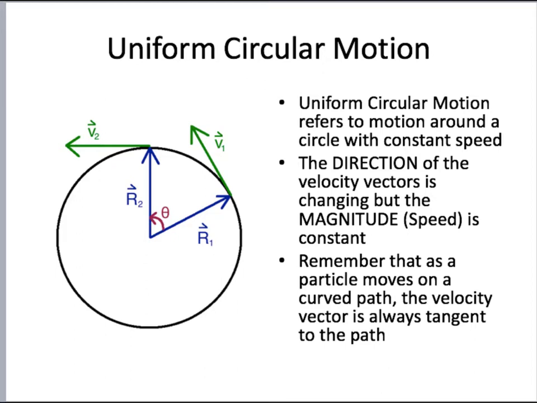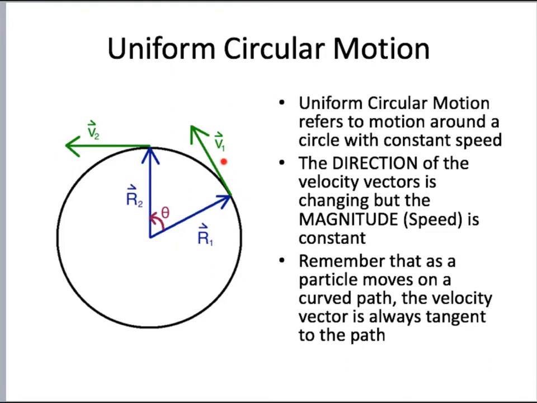Now, the direction of these velocities is different. So while uniform circular motion means constant speed, it does not mean constant velocity. So the speed is what is not changing. But clearly the velocities are changing because they're pointing in different directions as this guy goes around the circle. And remember, when anything moves along a curved path, the velocity vector is always tangent to that path. That's a very important rule.